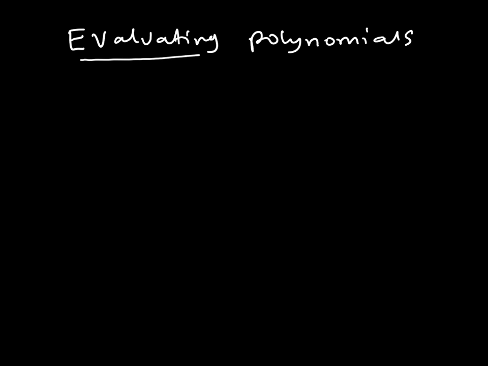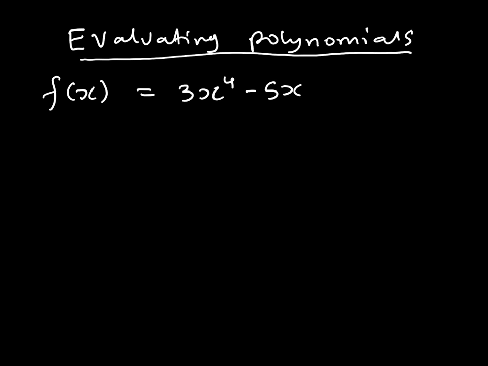What do we mean by evaluating polynomials? To evaluate a polynomial is to find the value of a polynomial if you have a given input. Normally, if a polynomial is defined in terms of x, we write f of x, for example, is equal to 3x to the power 4 minus 5x cubed plus 7x squared minus 4x plus 2. That's a polynomial of degree 4, okay?